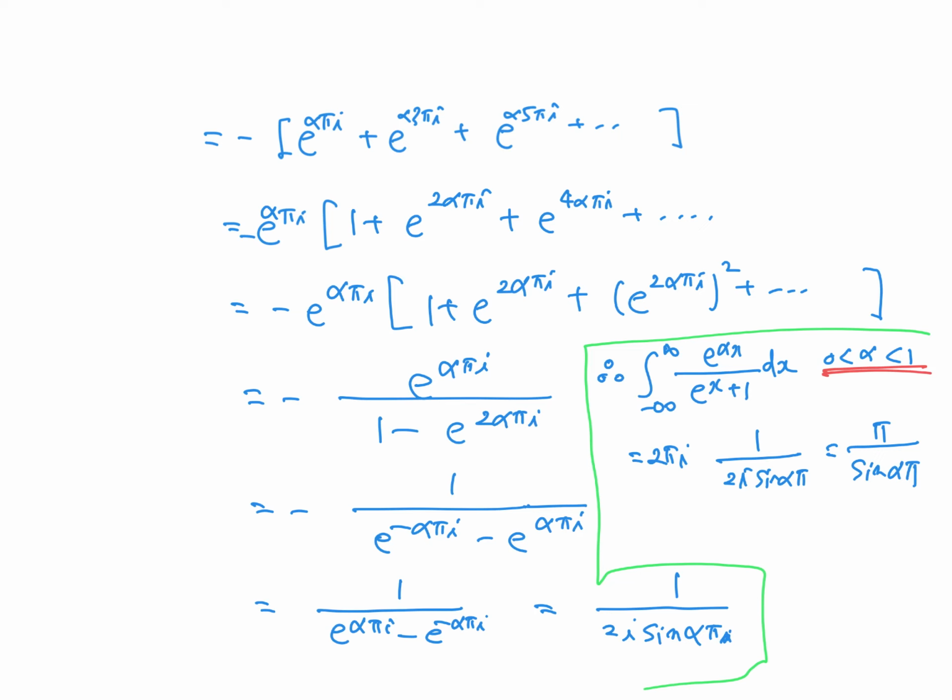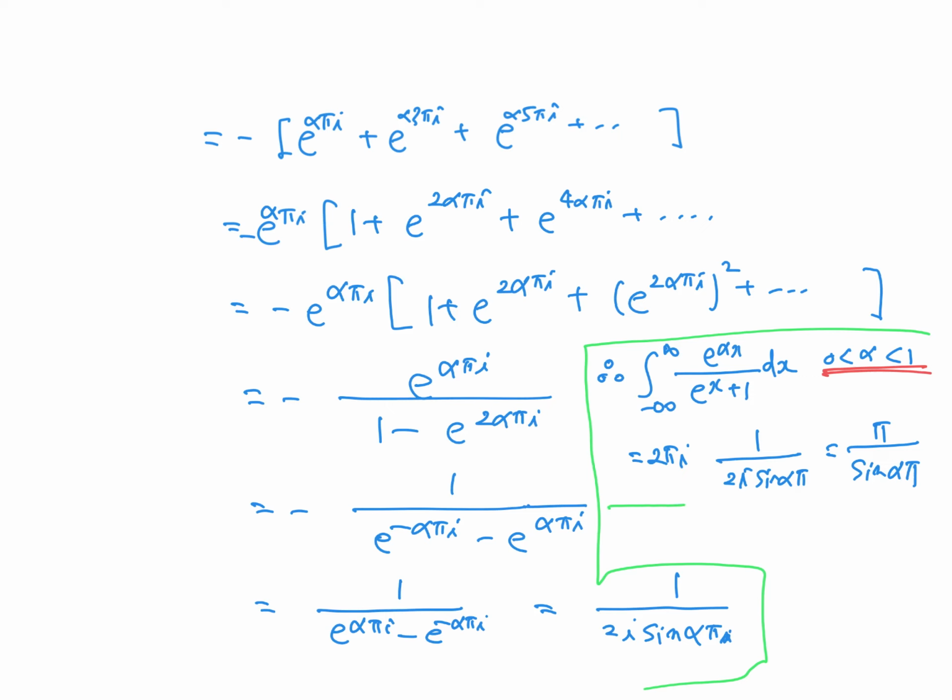It's really amazing because the original integration has nothing to do with the sine or pi. The result seems to be pi divided by sine alpha pi, right? Especially if we set alpha to 1/2, then sine pi over 2 is 1. This is pi, right? So, definition of pi, there are many definitions of pi. So pi appears.